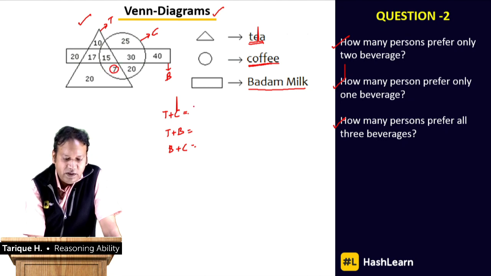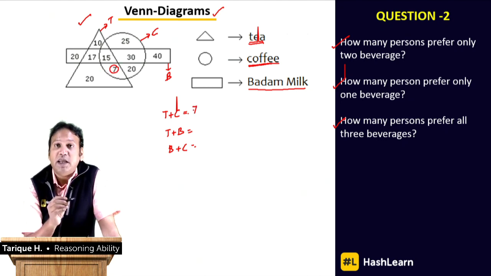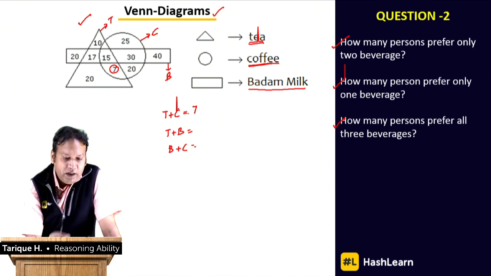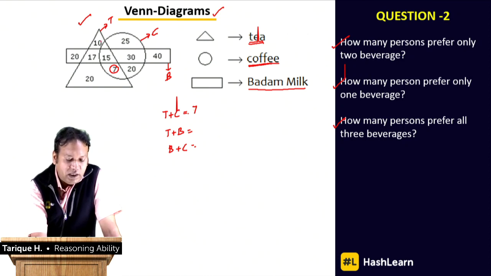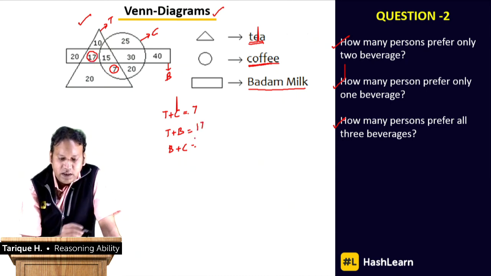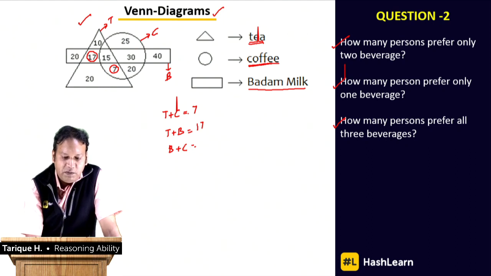So tea and coffee. If you look at the number which is overlapping of tea and coffee, that is only this number 7. The 7 represents the area which is common to triangle and circle. Tea and badam milk, the only number common to only these two is 17. And the third one is badam milk and coffee. That means we look at the overlap of rectangle and the circle, that number is 30.